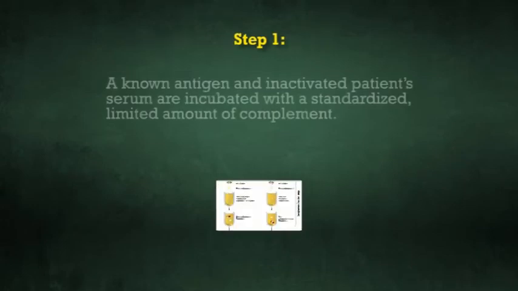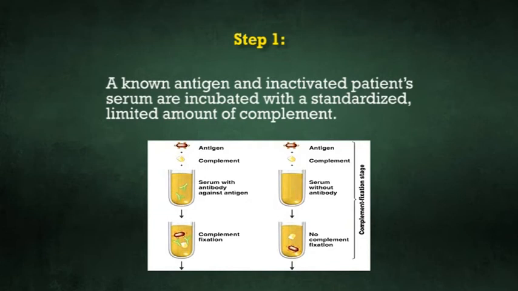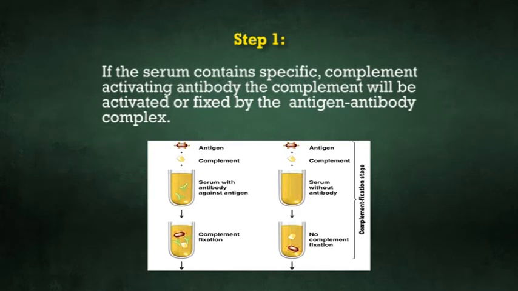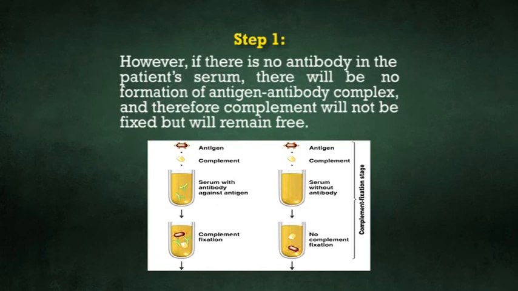Step 1. An antigen and inactivated patient serum are incubated with a standardized limited amount of complement. If the serum contains specific complement-activating antibody, the complement will be activated or fixed by the antigen-antibody complex. However, if there is no antibody in the patient's serum, there will be no formation of antigen-antibody complex, and therefore complement will not be fixed but will remain free.